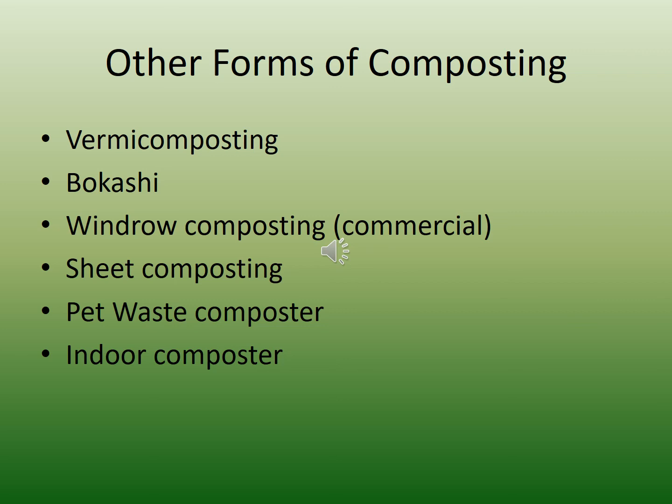One worm bin, the size of a big Rubbermaid storage bin, could have enough worms in it to handle a family of four's kitchen waste. So that's a really nice size. There's other ones called Bokashi. There's windrow composting, big, long, outdoor open piles that can handle stuff being added to them every day. Sheet composting, more like sheet mulching. There's pet waste composters and indoor, really attractive, high-end composting systems as well.